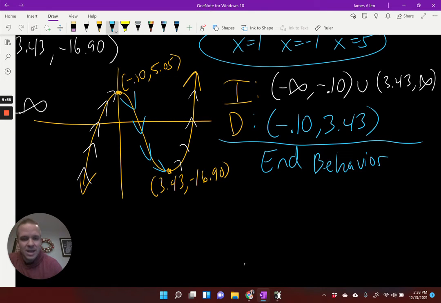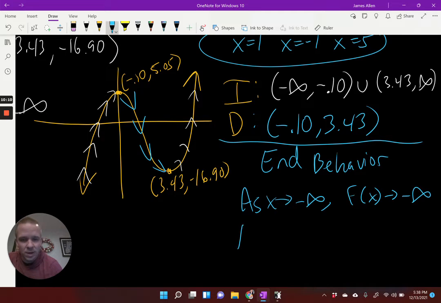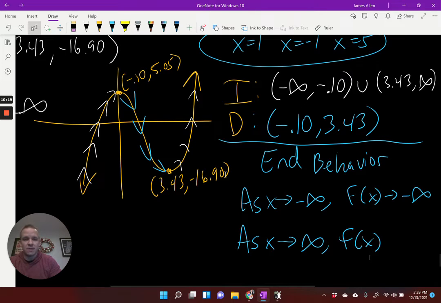So end behavior with this, as x approaches negative infinity, what's f of x approaching? As we go this way to the left, it's going down. f of x is approaching negative infinity as well. As x approaches positive infinity, what's f of x doing? As we move to the right side of the graph, it's going up. So it's going to positive infinity here.